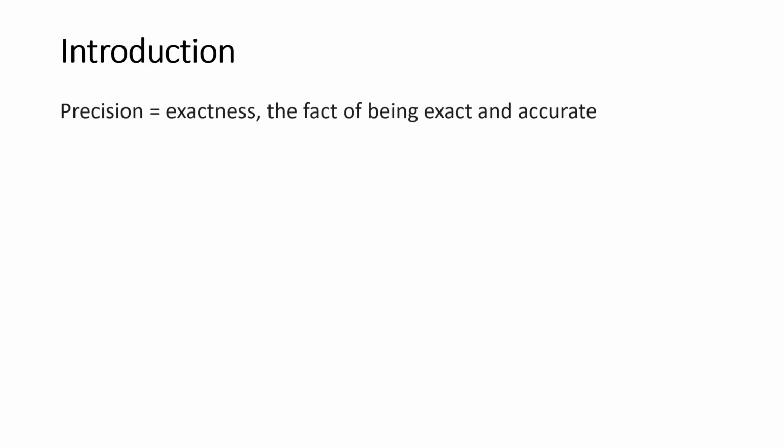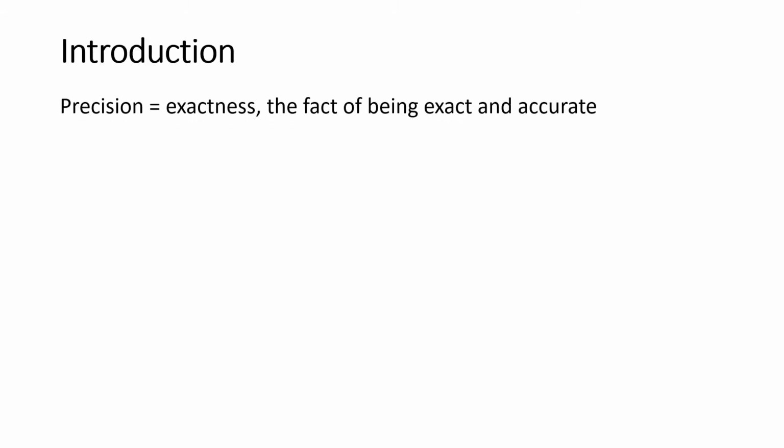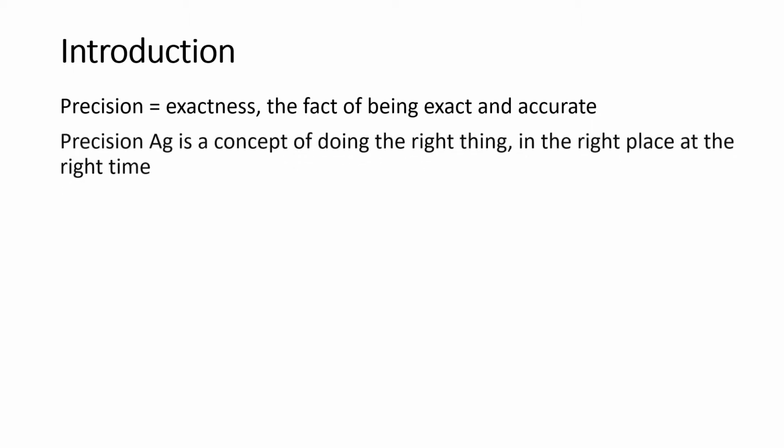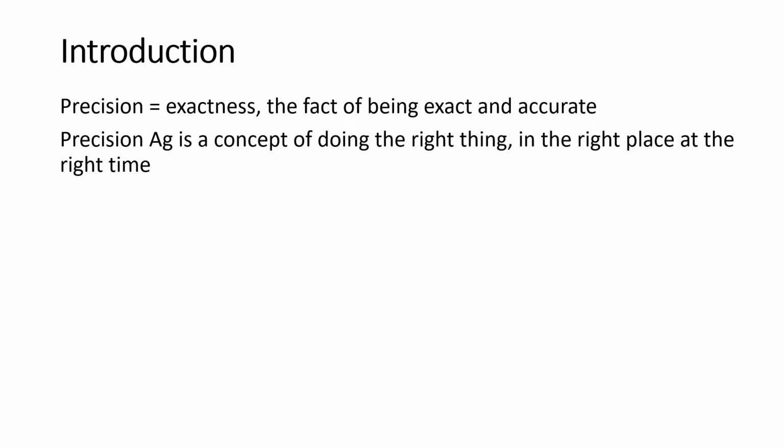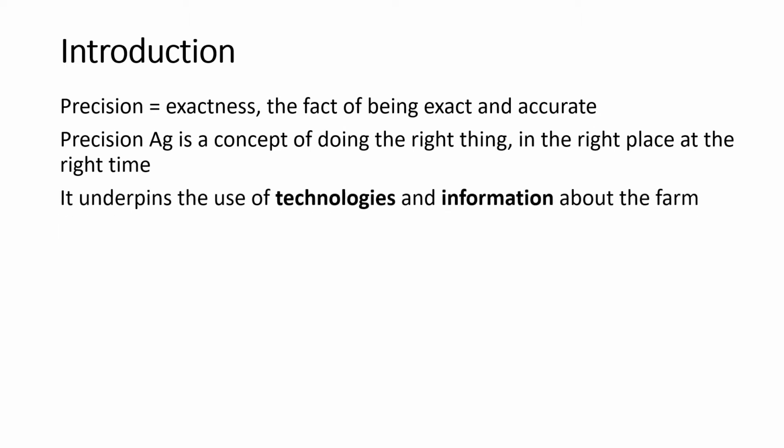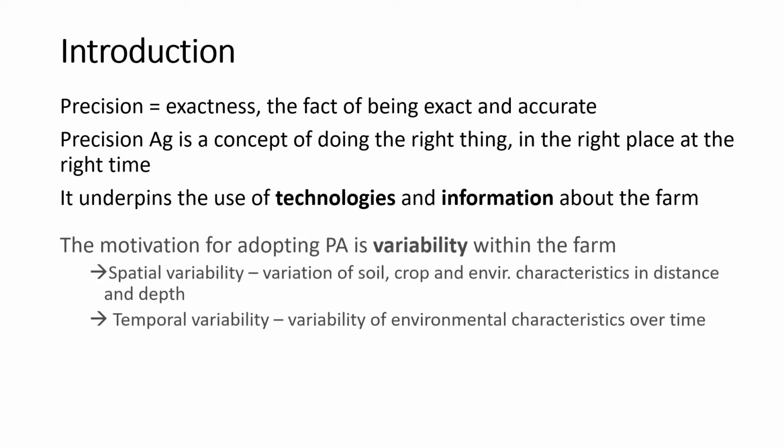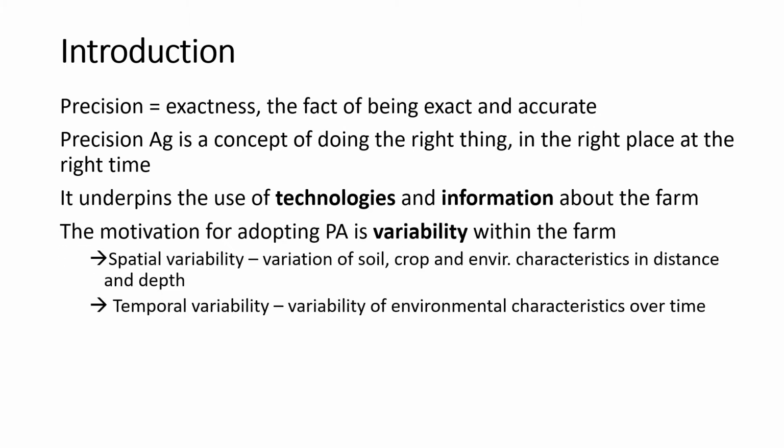So by way of introduction, when we talk about precision, in a real sense, we mean to be exact, the fact of being exact and accurate. So precision agriculture is a concept of doing the right thing in the right place and at the right time. It underpins the use of technologies and information about the farm. So the motivation for adopting precision agriculture is the variability within the farm.